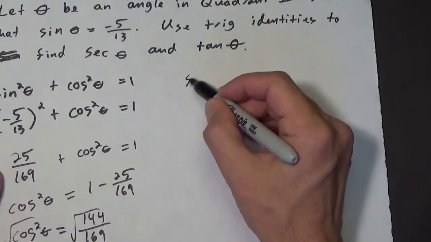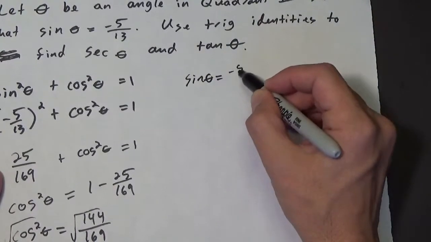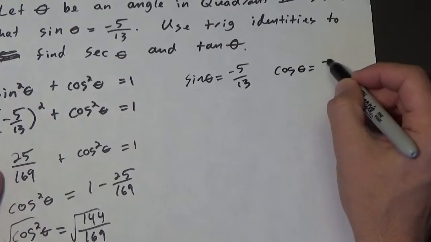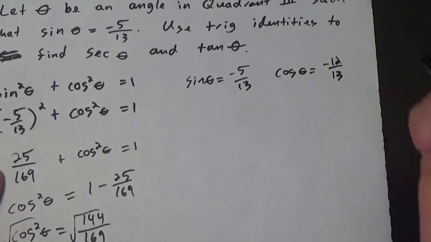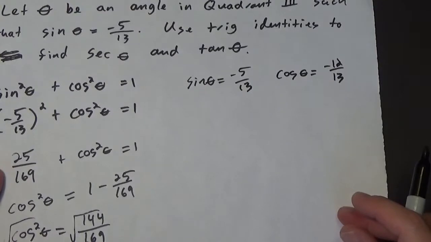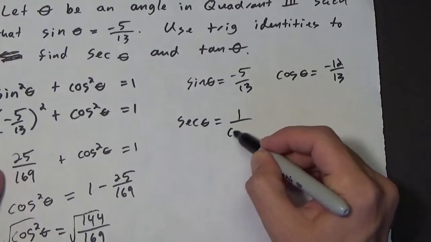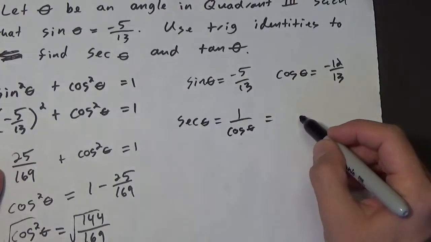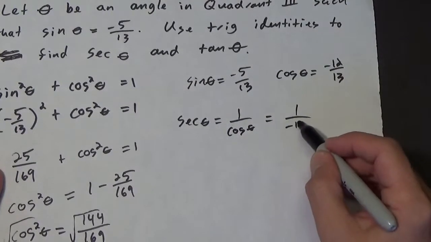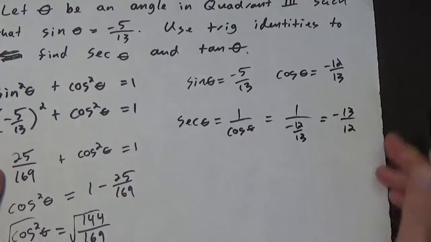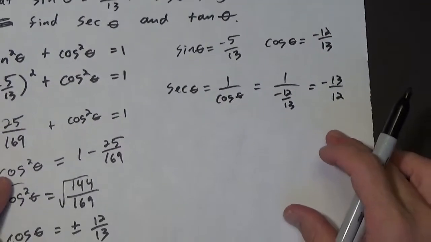Okay, so now that we know that the sine of theta is negative 5 over 13 and the cosine of theta is negative 12 over 13, we can figure everything else. Now we know the secant of theta is 1 over the cosine of theta. So that's 1 over negative 12 over 13, which is negative 13 over 12. Easy enough.